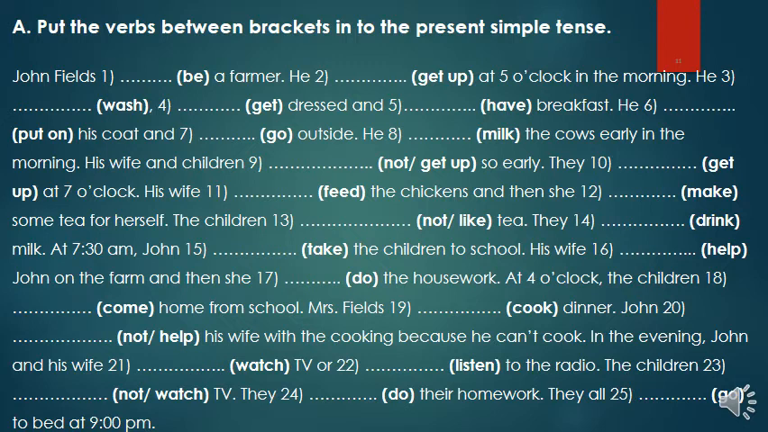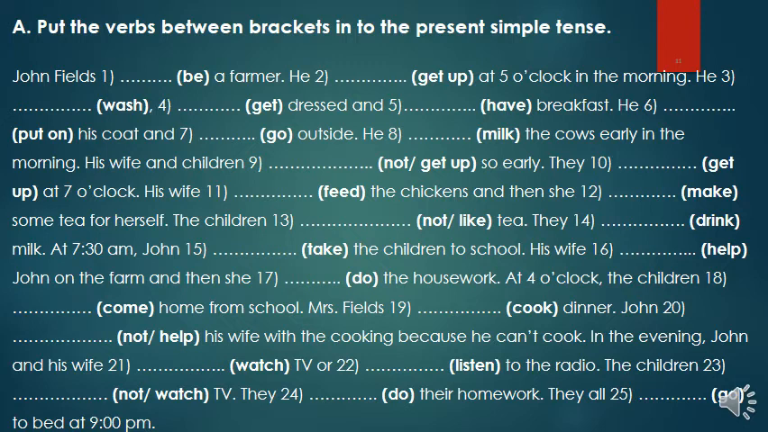We are still talking about John Fields, so he milks the cows early in the morning. Now something changes. His wife and his children. So here we have a plural subject, a compound subject and a plural noun. So his wife and children. So more than one. His wife and children.